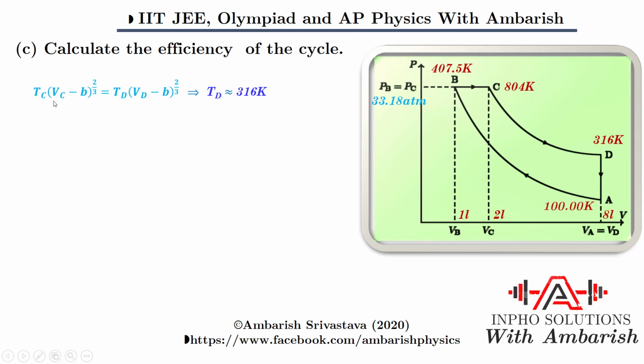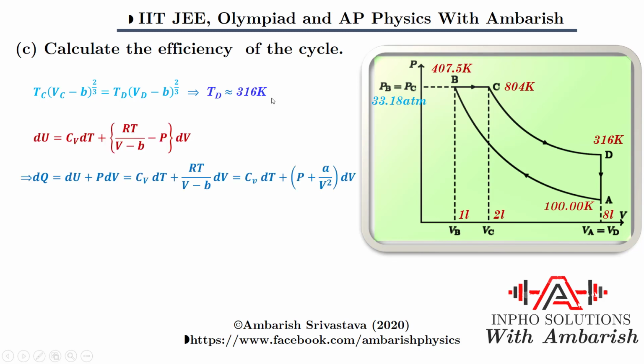So we can say that TC into (VC minus b) to the power 2/3 is TD into (VD minus b) to the power 2/3. So I know TC, which I calculated in the previous part. I know the value of VC from the previous part, and VD also I know from the previous part. So I just need to calculate TD, and that comes out to around 316 Kelvin. Okay, so I know TD.